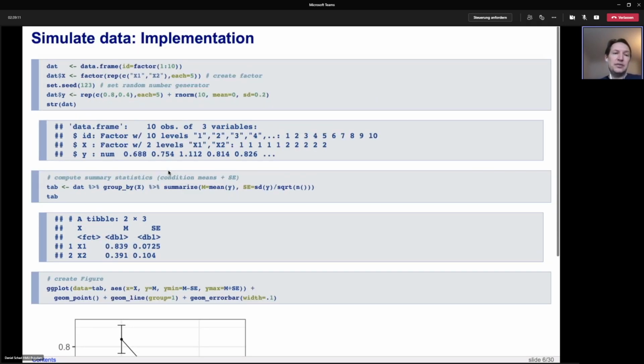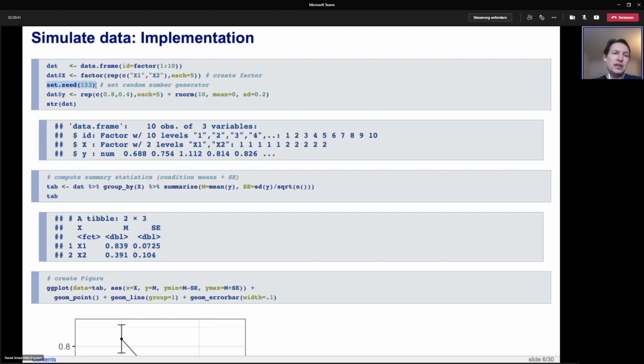So first, let's start with a very simple approach to simulate data. How would we go about that if we do it ourselves? I showed it briefly before, here to repeat. I create a data frame where I want to have 10 subjects, and then I have a factor x with conditions x1 and x2, and each of these is repeated 5 times. So 5 subjects are in condition x1, and 5 subjects are in condition x2.